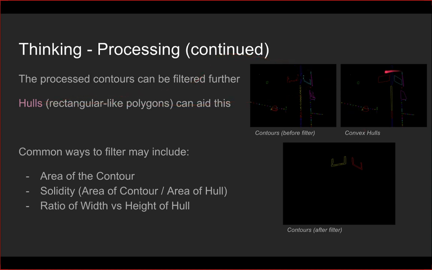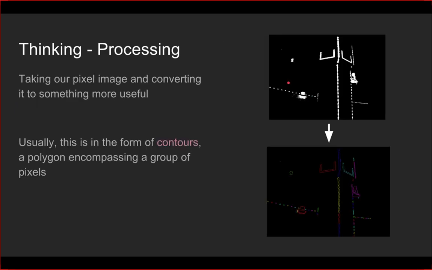Hulls are these little things. You can think of them like contours, but all the angles inside of them are less than, well, they're all convex, so they completely encompass. What that means is that when you take a look at this, you've got this little U shape here. A convex hull is just going around, and it's basically filling in this missing area here.